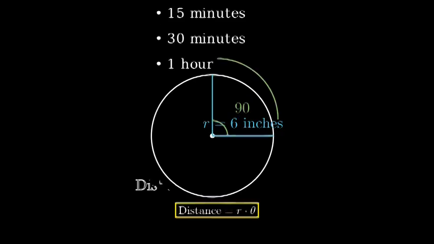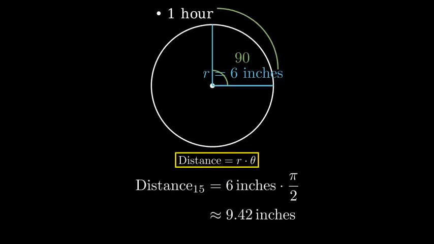Let's start with 15 minutes. In 15 minutes, the minute hand moves 1/4 of the way around the clock. That's 90 degrees or pi over 2 radians. Plugging into our formula, distance equals 6 inches times pi over 2 radians, which equals approximately 9.42 inches.